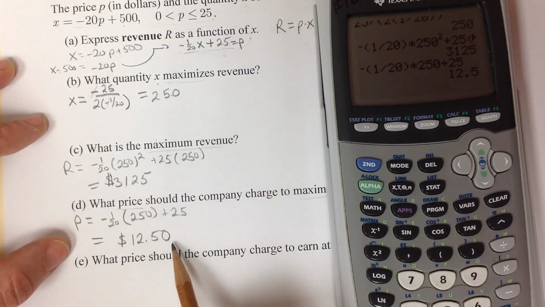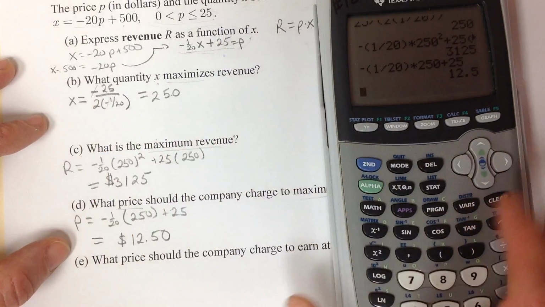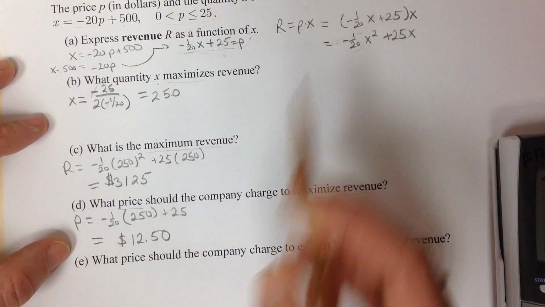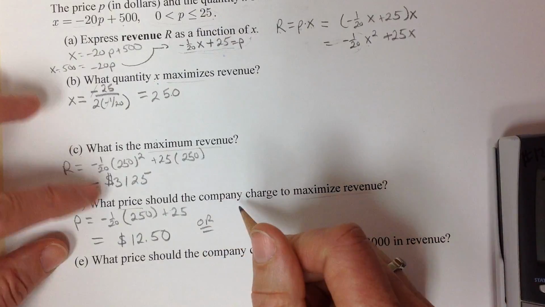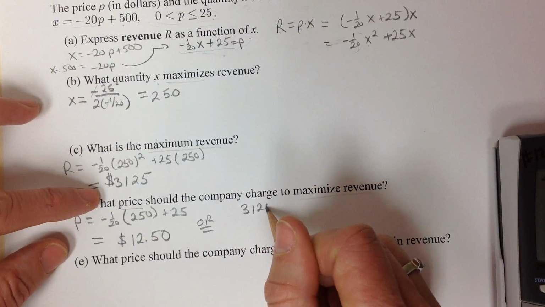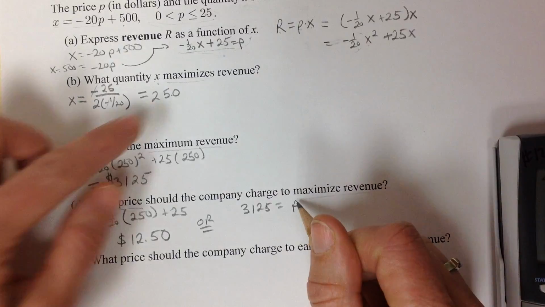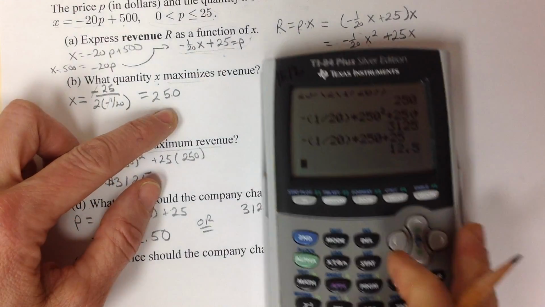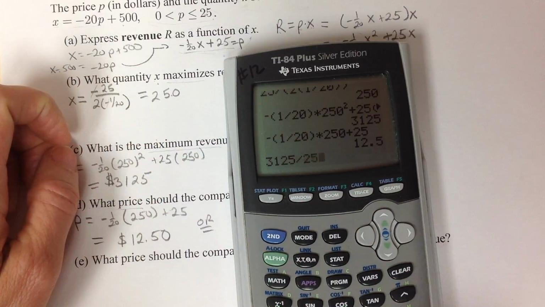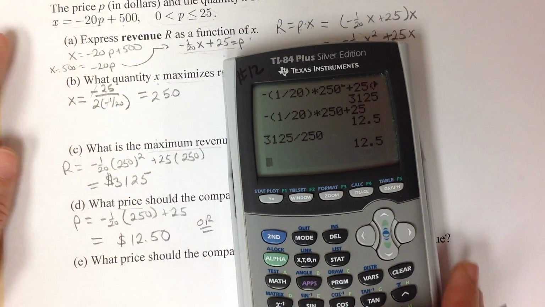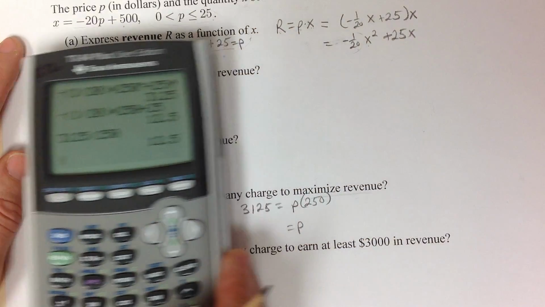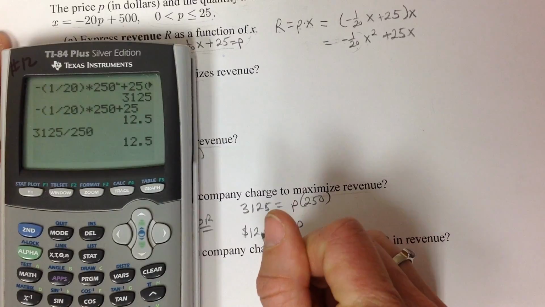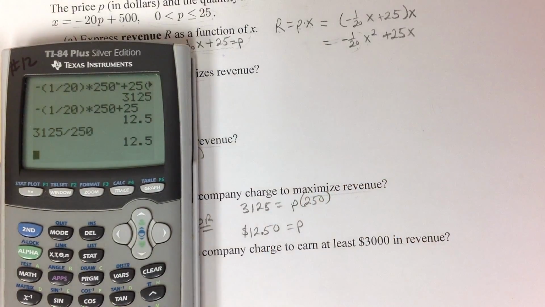Now the other way I could algebraically find P once I have R and X, I can use the fact that again revenue is price times X. So I could have done my revenue, 3,125, equals my price times my X value, 250. And then all I have to do is divide. And it's the exact same value, 12.5. So that's something that you could do to double check this if you want. Of course, if you're confident you've done it correctly, it's fine. It does give a couple of options.